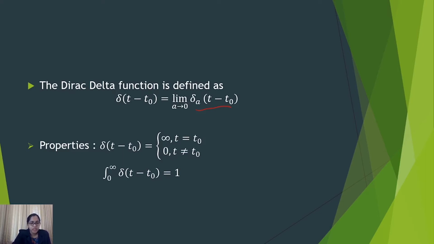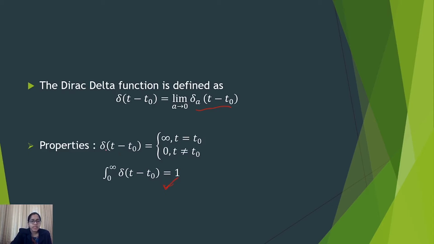The second one is clear. Just now we have seen that the integral from 0 to infinity of delta of t minus t dot will be 1, because the integral from 0 to infinity of delta a of t minus t dot is 1, and the limiting value will be the same, right? Limit and integration can be interchanged because they are continuous. So this property we have just now proved.